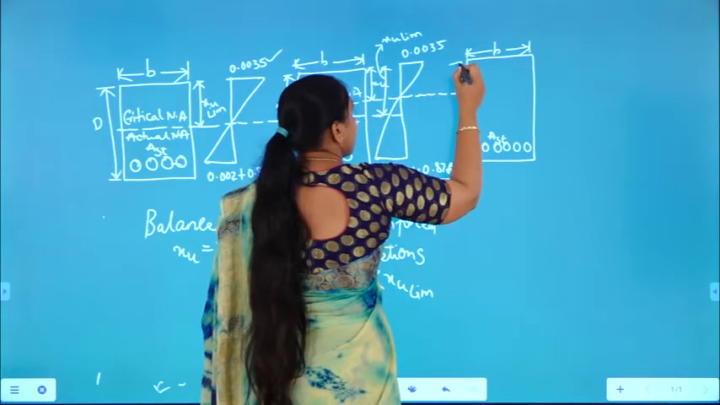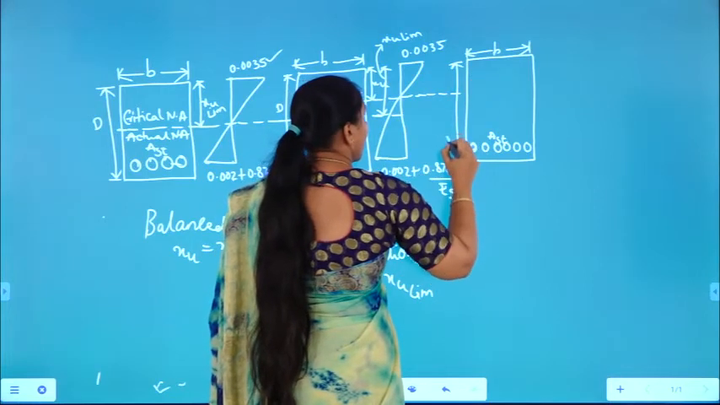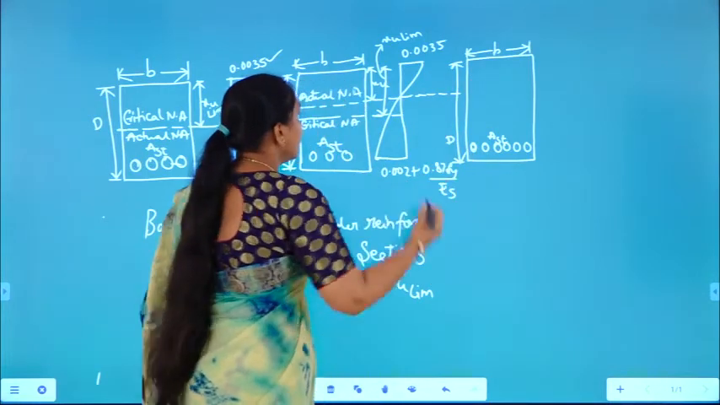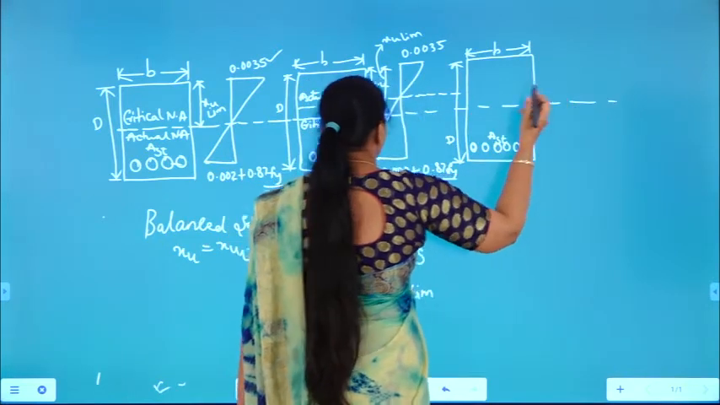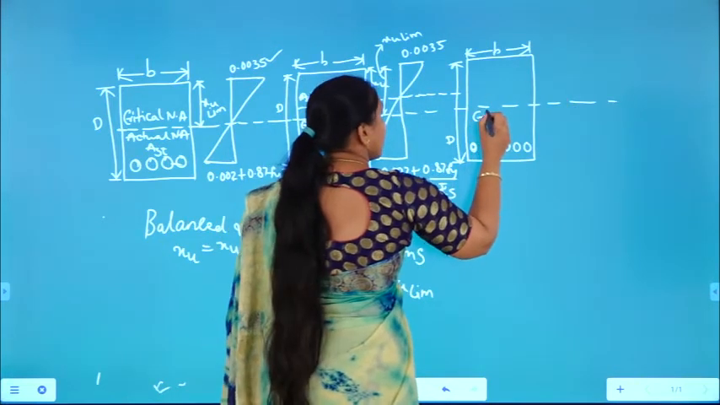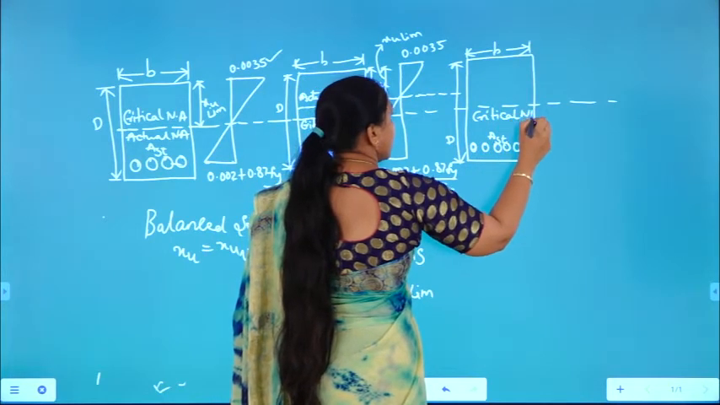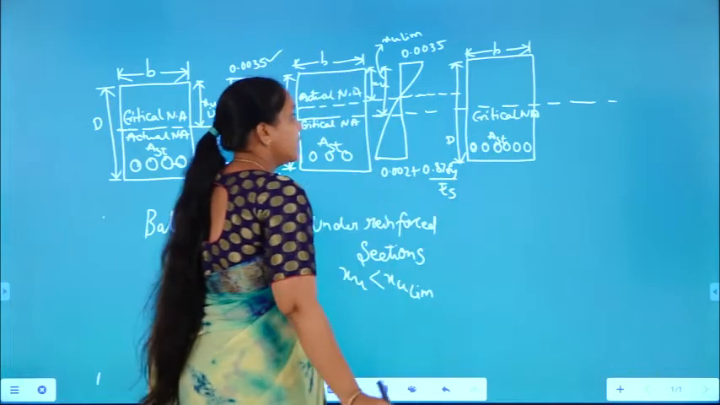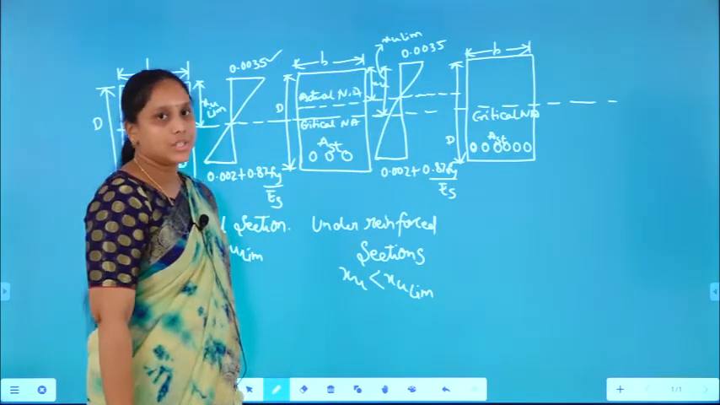breadth of the beam, this is going to be the overall depth of the beam. As usual, this is going to be our critical neutral axis or the balanced neutral axis.